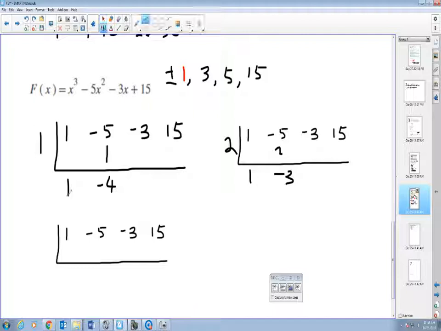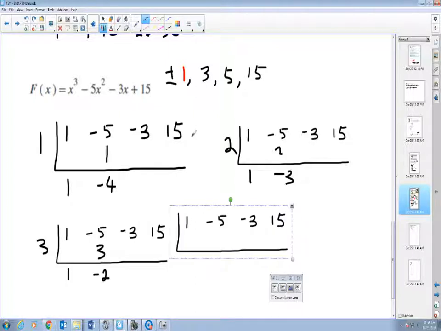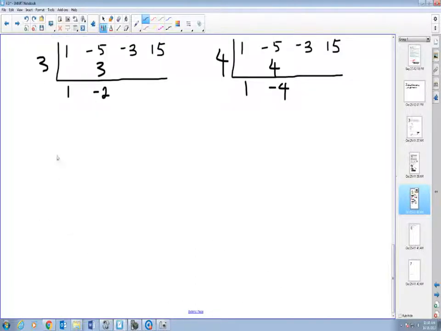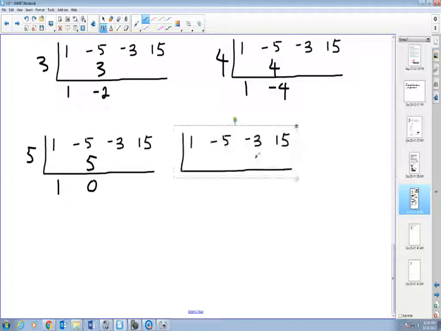Okay, let's try another one. 1, 2, 3. Try with 3. Bring it down. That's a 3. Add them up. That's negative 2. So you can see the pattern right here. Okay, 4 may not work because that would right away give me a negative sign, I believe. So try with 5. 5 will probably be 0 right there. Yep. So I will use 6.